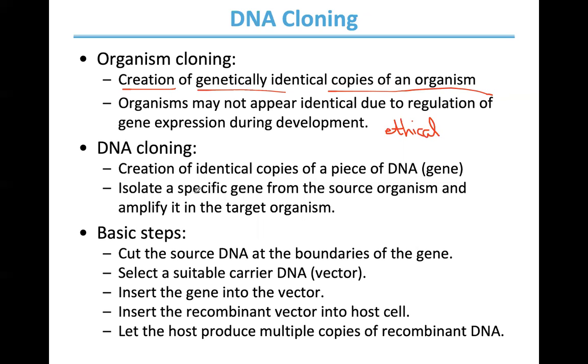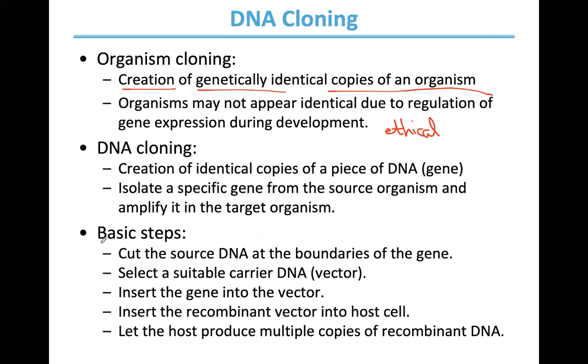So now we will talk about DNA cloning. So organism cloning is the cloning of the whole organism. So it's a very complicated process. Now for DNA cloning, it's easier, right? So basically we're just gonna make identical copies of a piece of DNA. And we're gonna basically take a specific gene from a source organism and amplify it in a target organism.